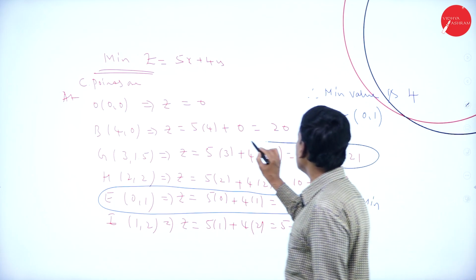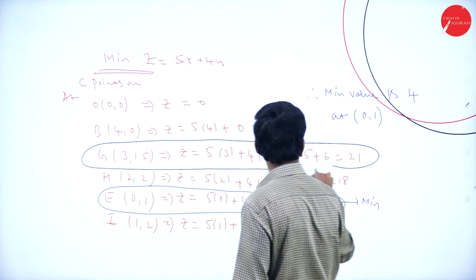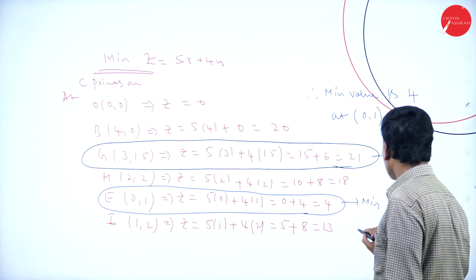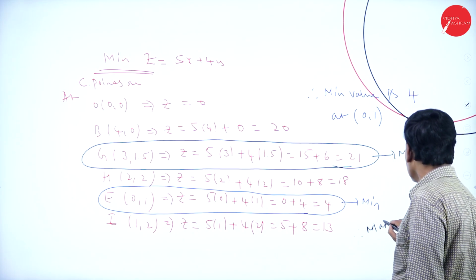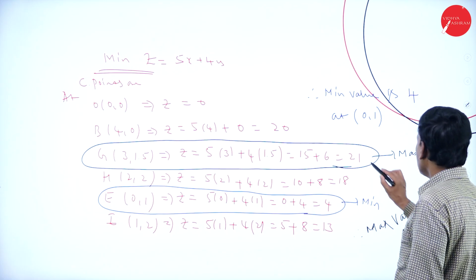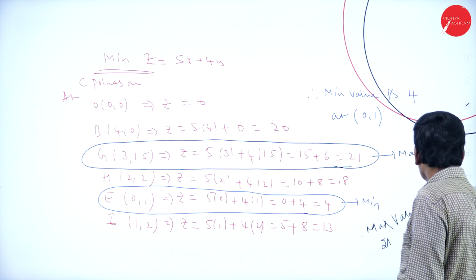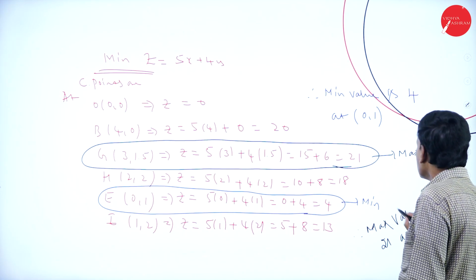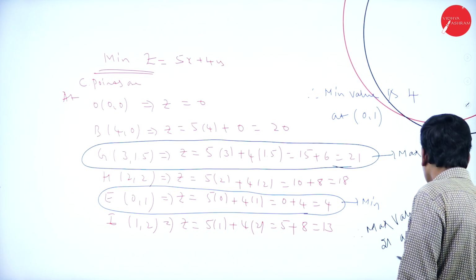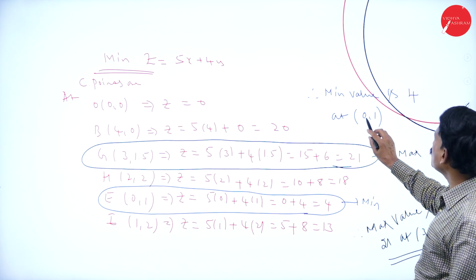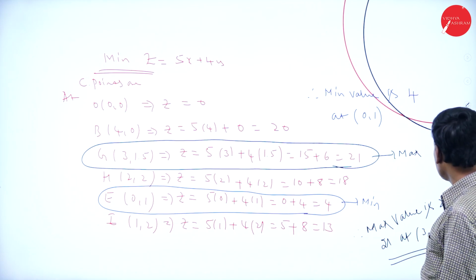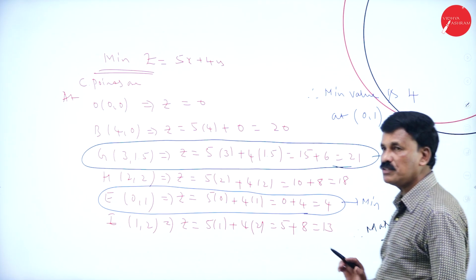Suppose if you want to find the maximum value, what is the maximum value? This is the maximum value. In the examination, if they ask to find the maximum value, we can mark this. So therefore, the maximum value is 21 at 3, 1.5. X is equal to 3 and y is equal to 1.5. At x is equal to 0 and y is equal to 1, the minimum value is 4. At x is equal to 3 and y is equal to 1.5, the maximum value is 21.